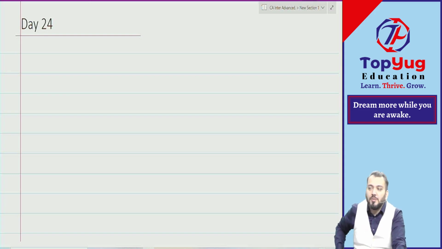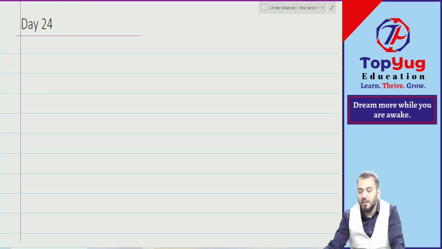Last class, we started advanced partnership. We have done concept number one, how to close the books of account of partnership firm in case of dissolution. Any doubt in that? No doubt. What is step number one?